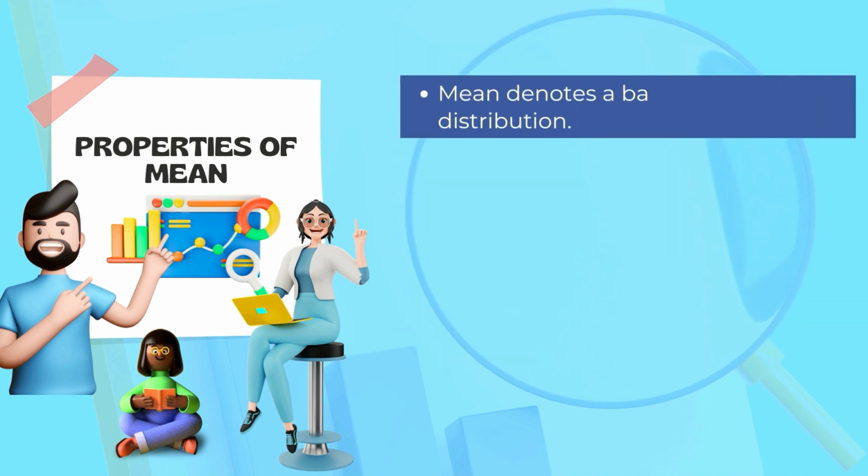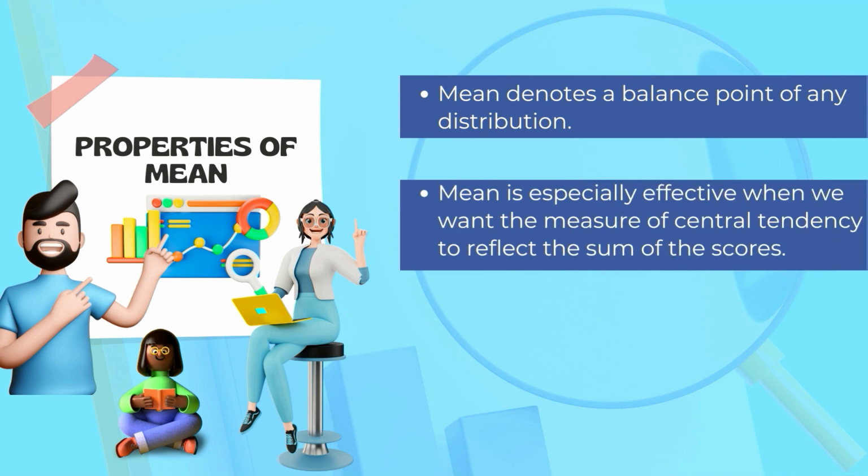So mean is a balance point of the distribution, because the mean is especially effective when we want to measure the central tendency to reflect the sum of the scores. When we have the opportunity to sum all the scores, then we can go for the mean, because mean considers all the scores during its calculation.